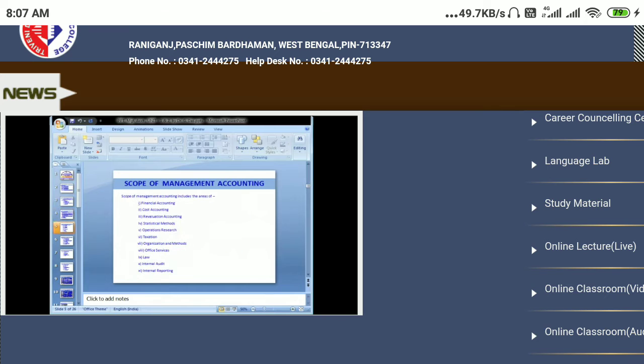Our next topic is scope of management accounting. The scope of management accounting includes the areas of financial accounting, cost accounting, revaluation accounting, statistical methods, operation research, taxation, organization and methods, office services, law, internal audit, and internal reporting.